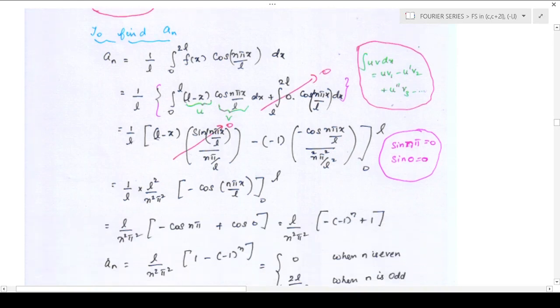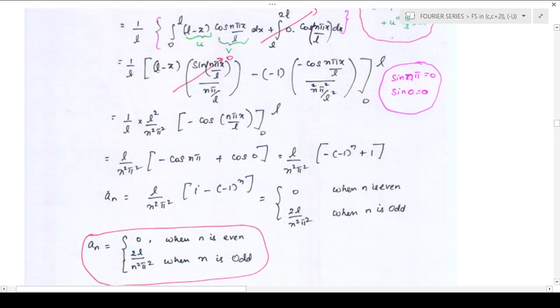So, it is minus cos n pi plus cos 0. Again, here what you are getting is 1 minus (minus 1) whole power n. Suppose n is odd, what will happen? It will become minus 1. Minus 1 whole power n will be minus 1. So, minus of minus is plus. So, it is 2. So, 2L by n square pi square when n is odd.